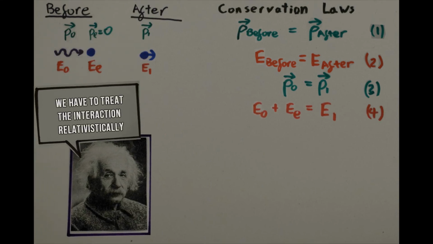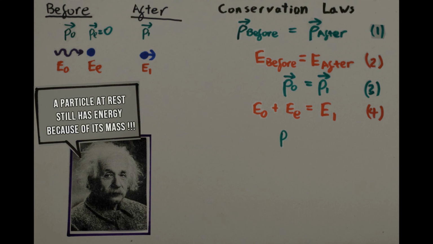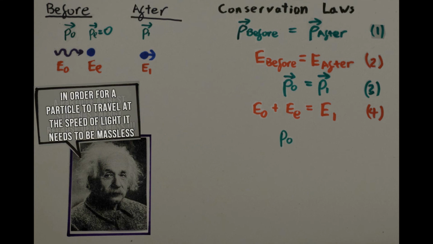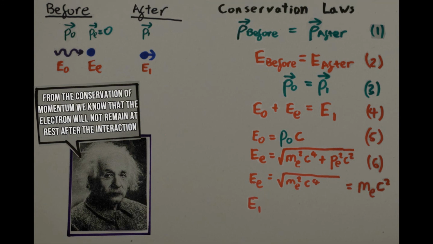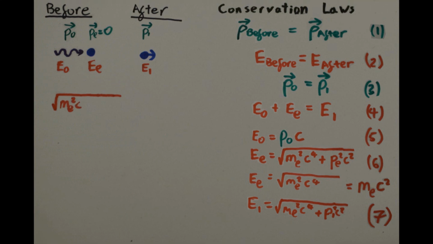Though the photon may not have mass, it does have momentum, and since it has momentum, it also has energy. Its energy, E_0, is equal to its momentum times the speed of light. In the case of our electron, this makes its energy before the collision, E_e, equal to the mass of the electron, m_e, times the speed of light squared. Lastly, we have the energy of the electron after the interaction, E_1, which requires the full relativistic equation to define. This is because it has both mass and momentum. Now, all that's left to do is to plug equations 5, 6, and 7 into equation 4.